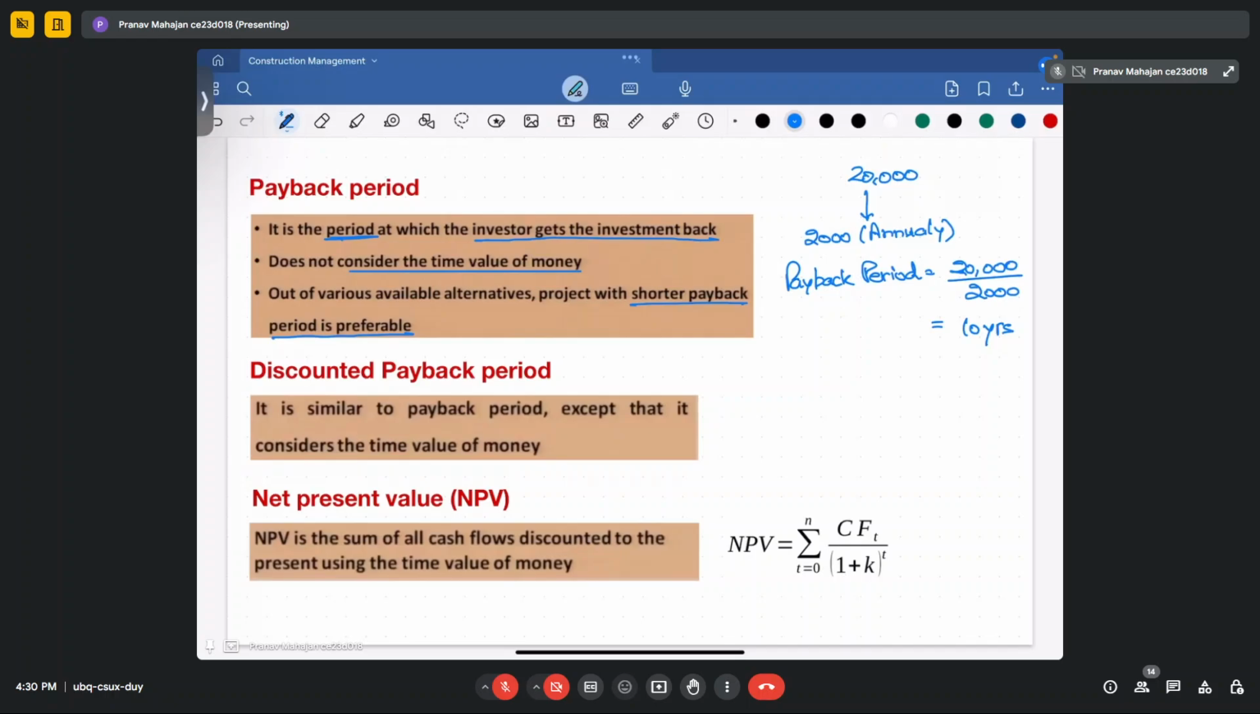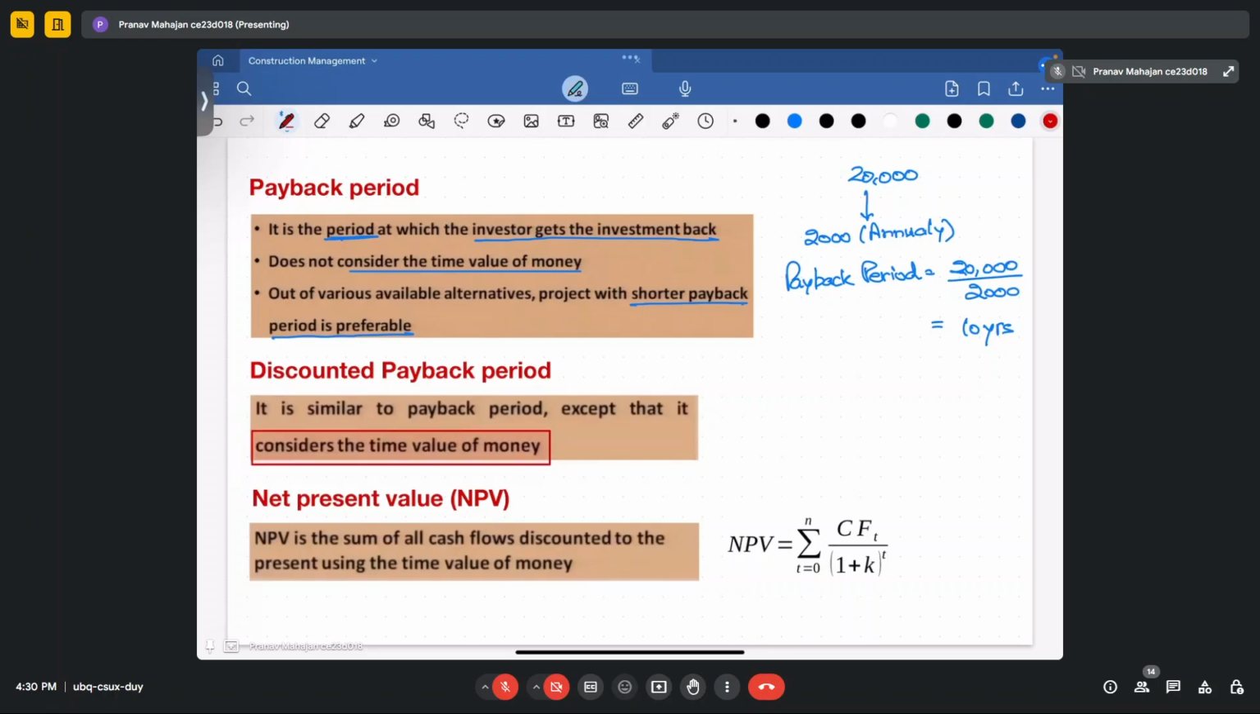So next is the discounted payback period. What is the difference between the discounted payback period and the payback period? It is that it considers the time value of the money. So when you consider the time value of the money, you count it as the discounted payback period.